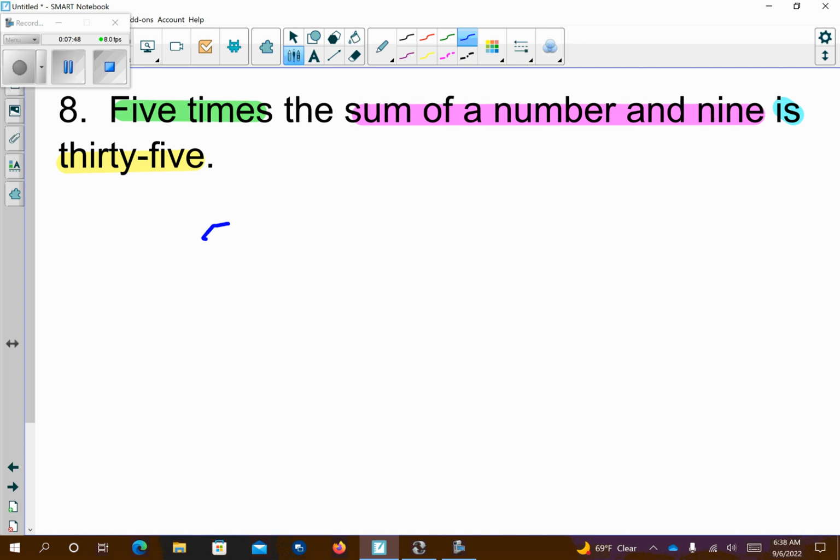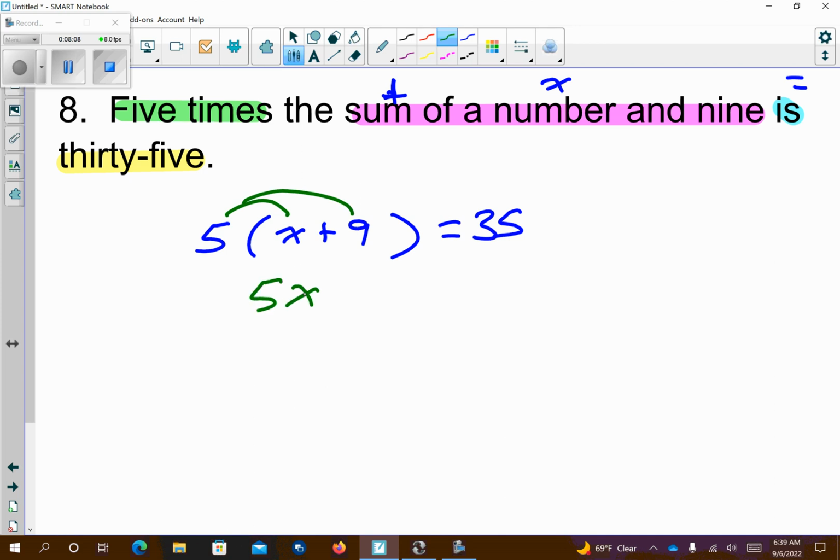Okay, 5 times the sum of a number is that. So x and 9, remember sum means addition, is an equal sign, and 35 is just the number. You can go ahead and distribute over the parentheses, so I get 5x plus 45 is equal to 35. Now we're ready to start solving it.